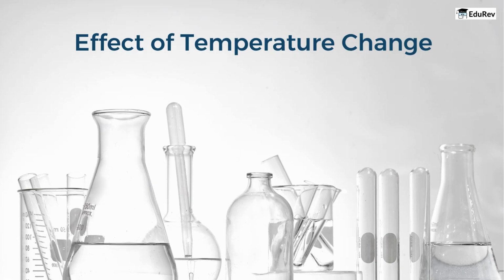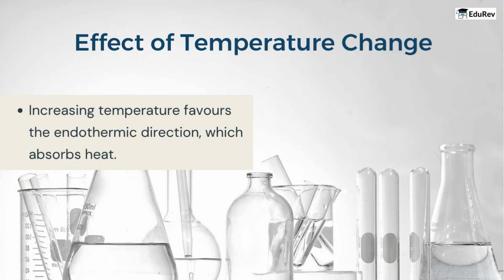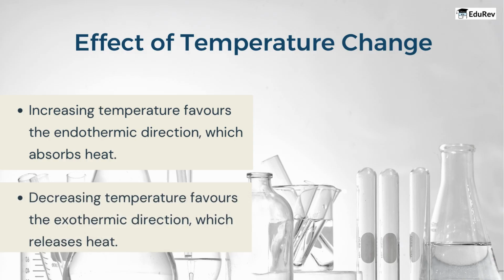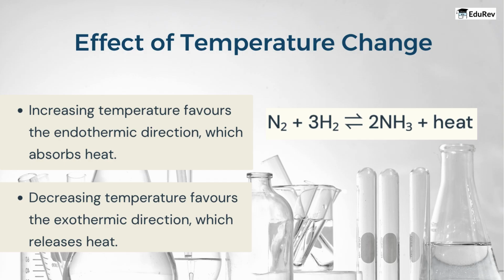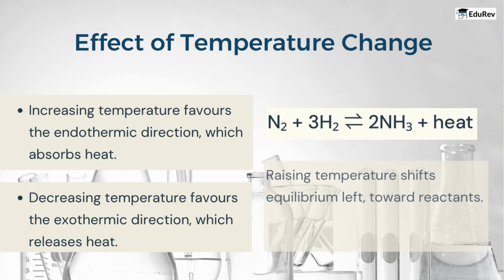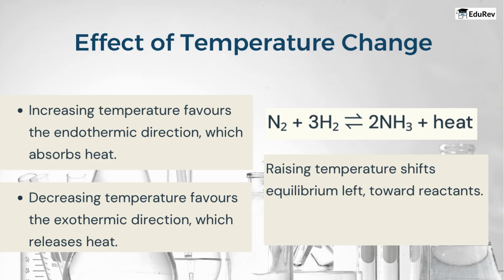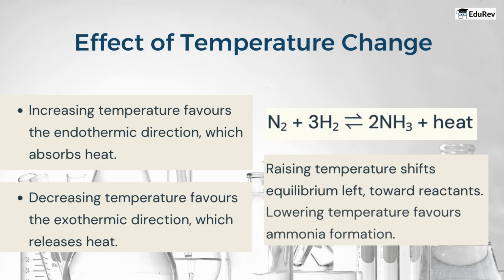Effect of temperature change. Increasing temperature favors the endothermic direction, which absorbs heat. Decreasing temperature favors the exothermic direction, which releases heat. Example: nitrogen gas plus 3 hydrogen gas in equilibrium with 2 ammonia gas plus heat. Raising temperature shifts equilibrium left toward reactants. Lowering temperature favors ammonia formation.